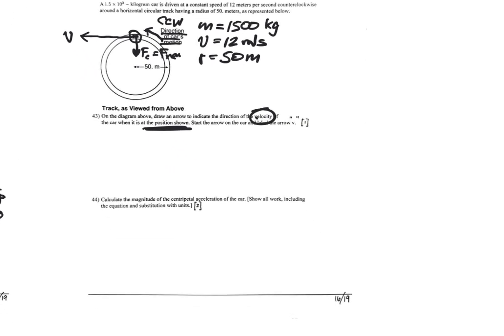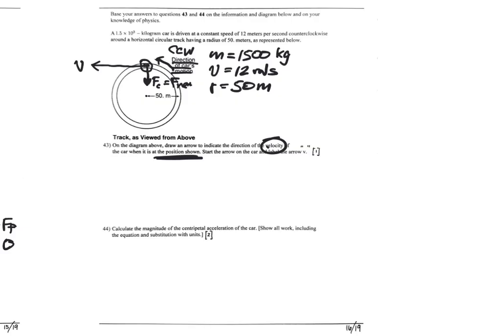All right. And then number 44 says, what is the centripetal acceleration? I know from page 6 of the reference tables that centripetal acceleration is speed squared over the radius. We know the speed is 12 meters per second. Don't forget that it is squared, over a radius of 50 meters.